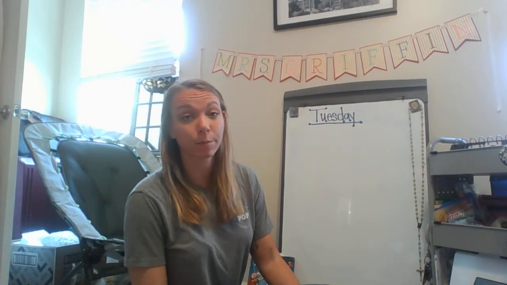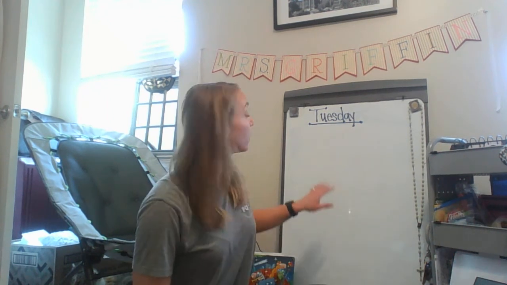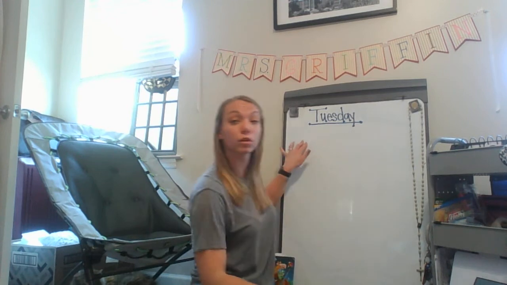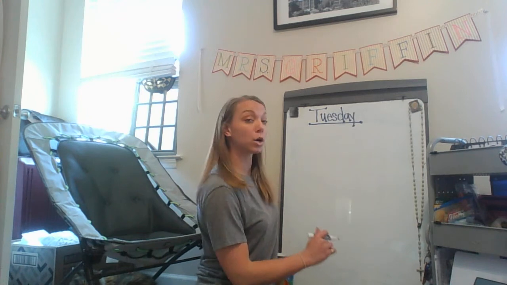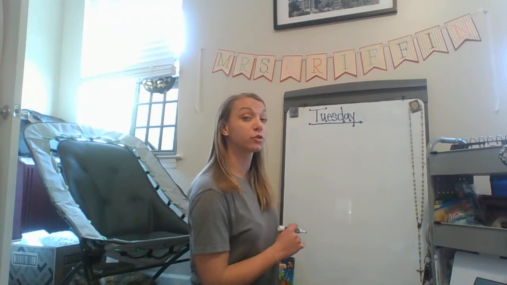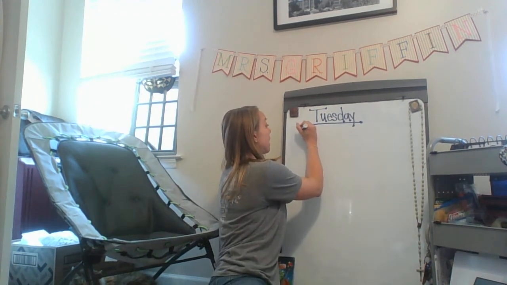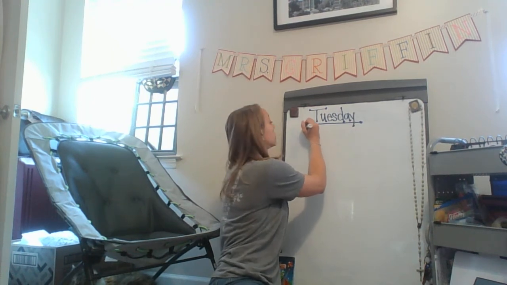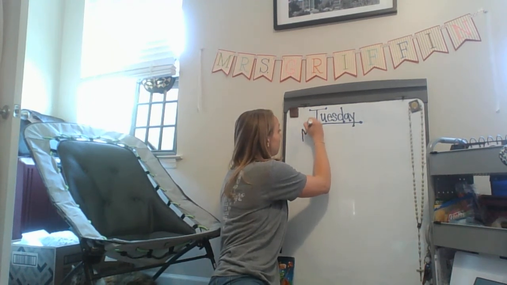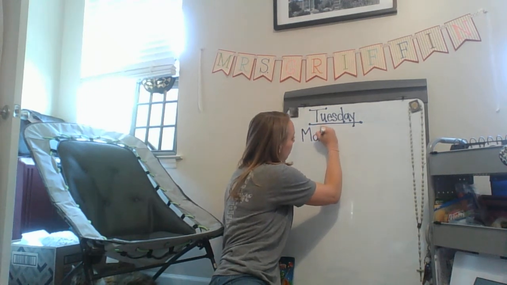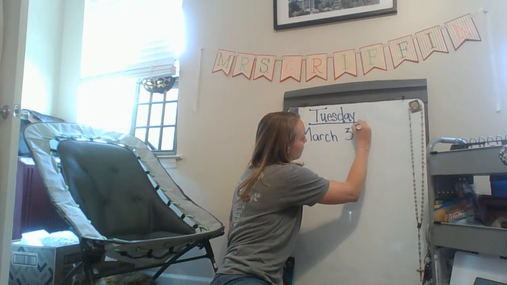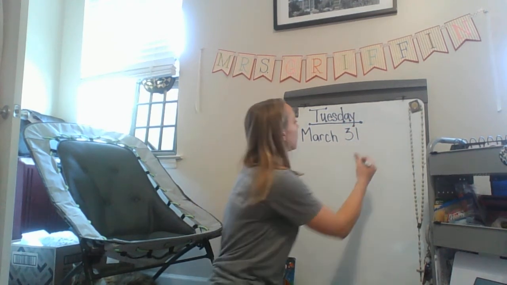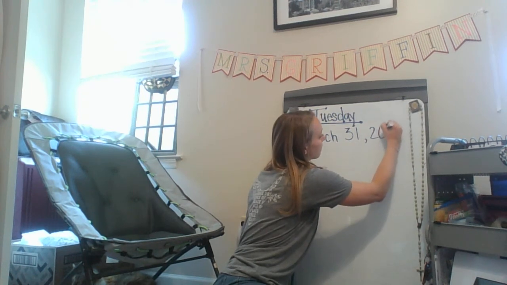So on the top of your paper today, it's always important that we write what day it is. Now, the first way you know how to write is to spell it out. Today is Tuesday, March 31st, 2020. So let's spell it out on the top of our papers first. March, 31st, 31, and the year 2020.